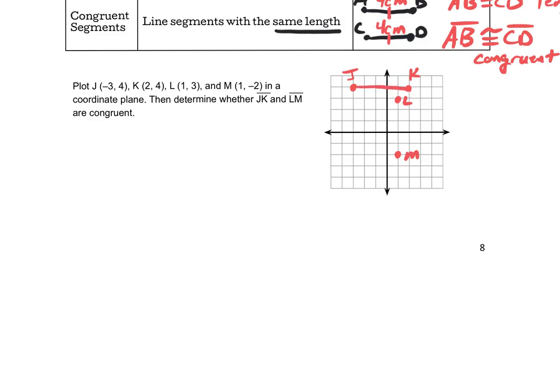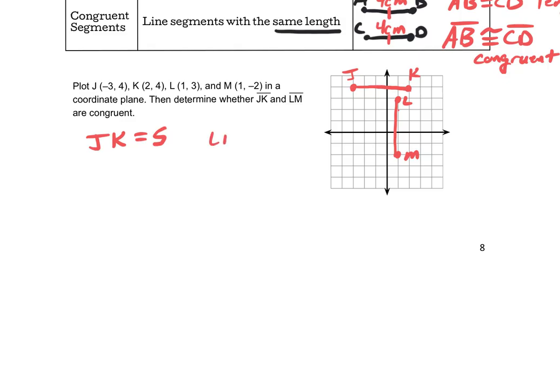In this case, all we have to do to determine the length of JK is count. How many units? 1, 2, 3, 4, 5. So I'm going to say that the length of JK is 5. If your segment is at an angle, we can't count. But as long as it's horizontal or vertical, we can count up and down or left to right.